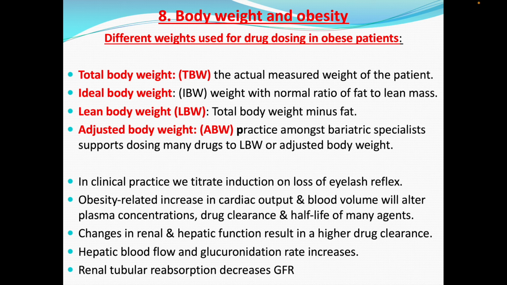Obesity-related increase in cardiac output and blood volume will alter plasma concentration of the drug and drug clearance and half-life of many agents. Hepatic blood flow and glucuronidation rate increase in obesity. Renal tubular reabsorption decreases glomerular filtration rate.